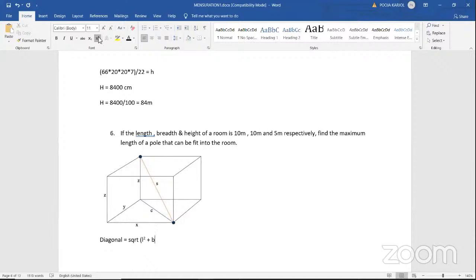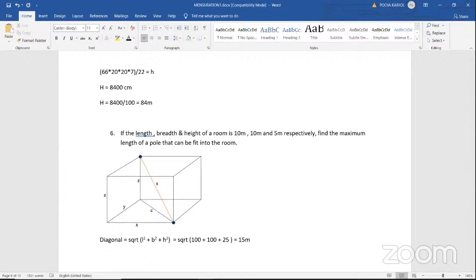Plus b square. Okay, so this is square root of 10 square is 100 plus 10 square is again 100 plus 5 square is 25. So it's square root of 225, which is, yes, 15.